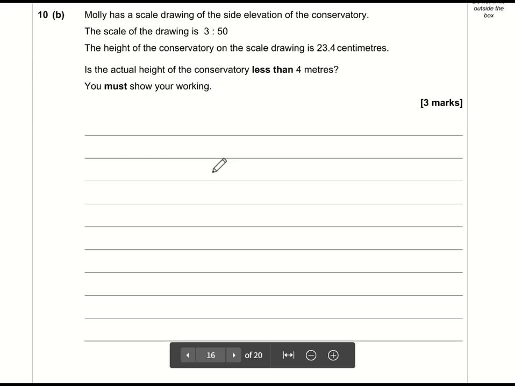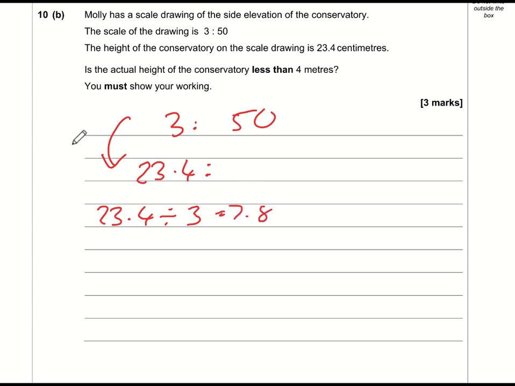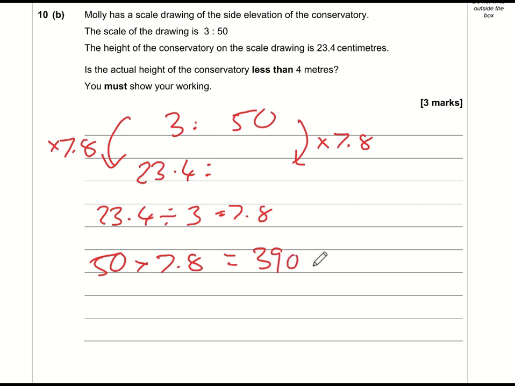Okay, 10b. So the scale is 3 to 50. So that means 3 centimeters on the scale equals 50 centimeters in real life. And we've got 23.4 on the scale. So how many times greater than 3 is 23.4? Well, the answer is, well, what is 23.4 divided by 3? And the answer is 7.8. So we're scaling it up 7.8 times, so therefore we need to scale up the 50 times 7.8 times as well, and 50 times 7.8, that comes to 390 centimeters.